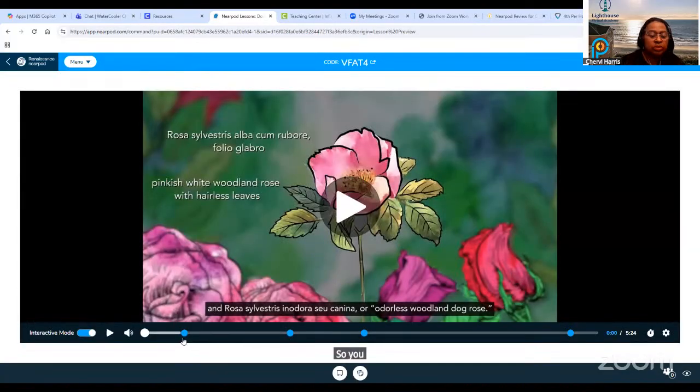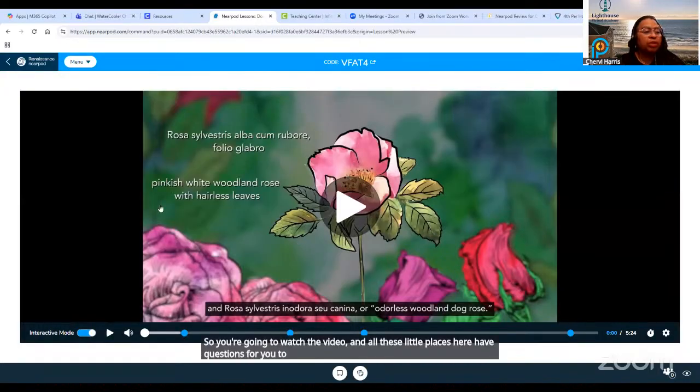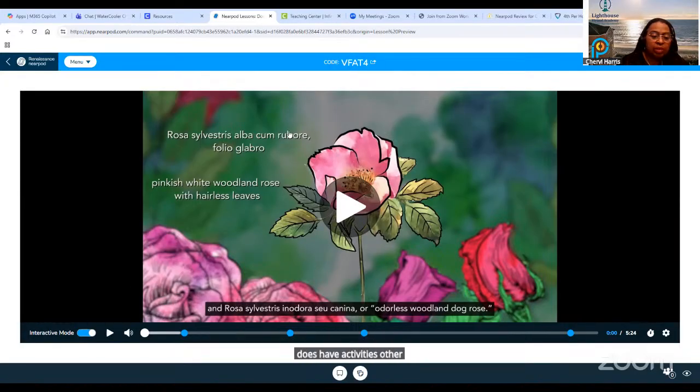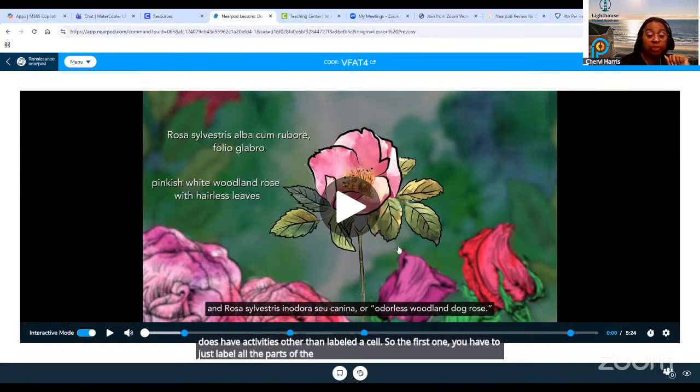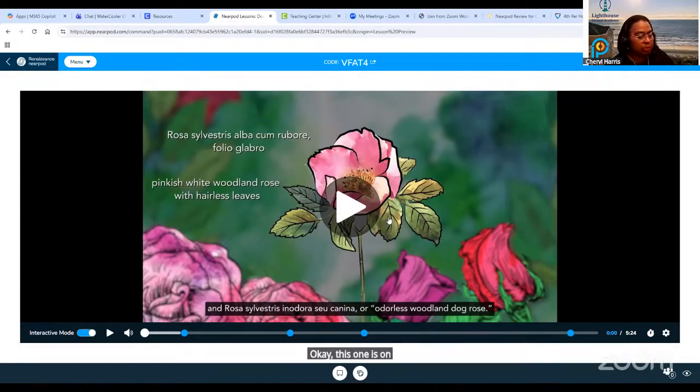You're going to watch the video, and all these little places here have questions for you to answer. That one does have activities other than label the cell. The first one, you have to just label all the parts of the cell, and you're done with that one. This one has some things that you need to go through. This one is on classification. So we've talked about, yes.